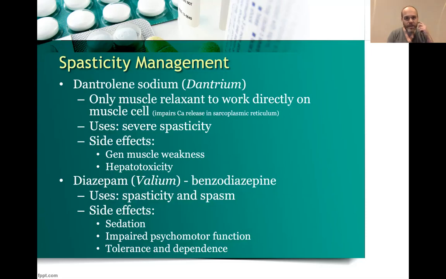Dantrium or dantrolene sodium is also a muscle relaxant, but it does cause general weakness, and it can cause liver toxicity. Valium is sometimes given, but it does cause a lot. It is good for spasticity and spasms, but it's very, very, very sedating, and it is very, very addicting.